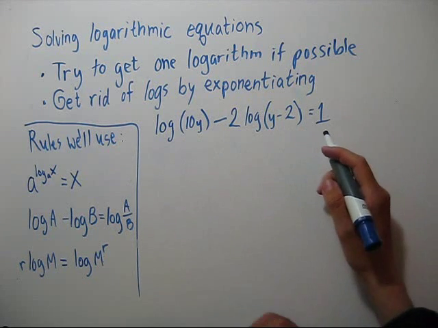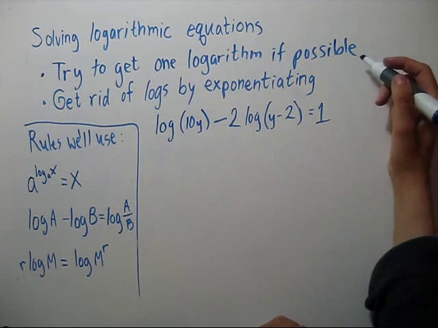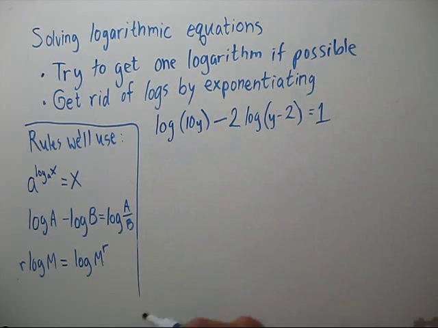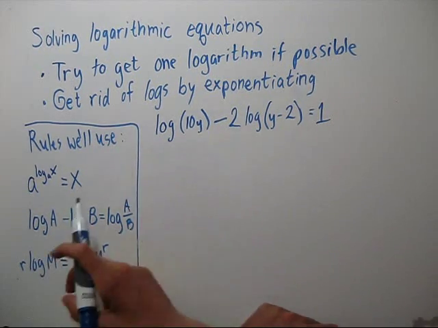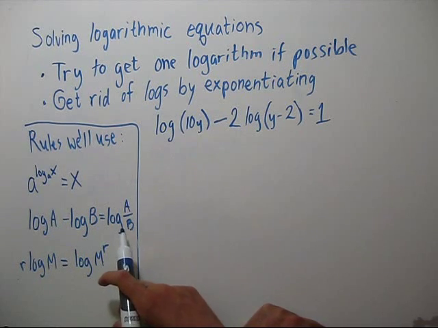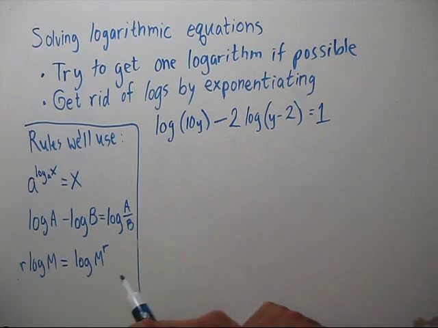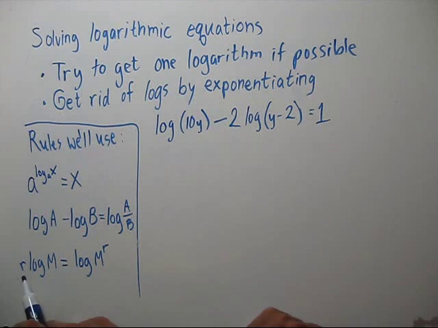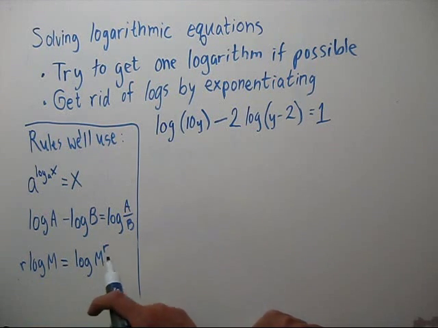Let's solve this equation. We'd like to get just one logarithm if possible. Here we've got log and a log. We do have subtraction, so we could use this rule. However, this 2 is a problem. It's not part of the rule. But we could get rid of it using this rule. We could put it up in the exponent.